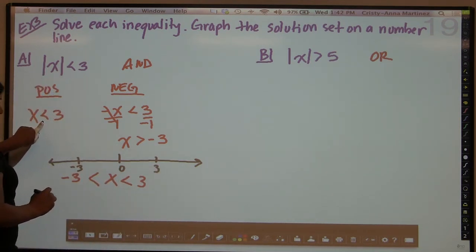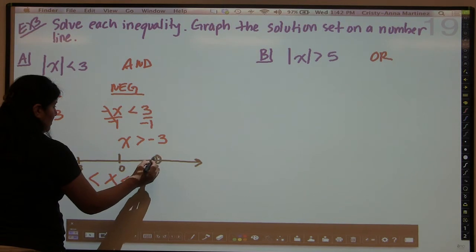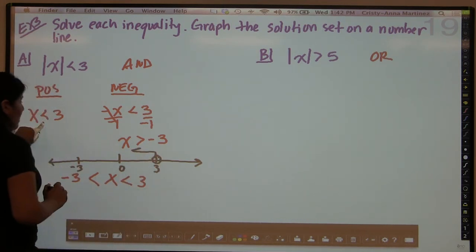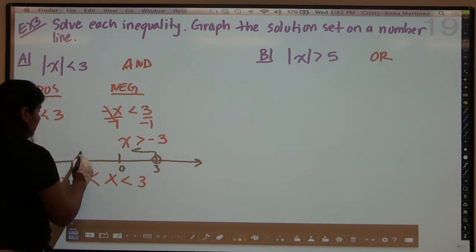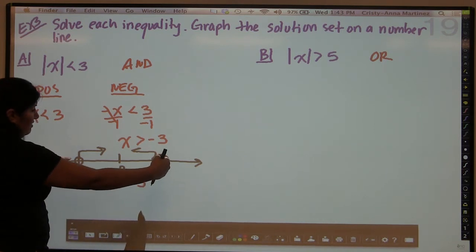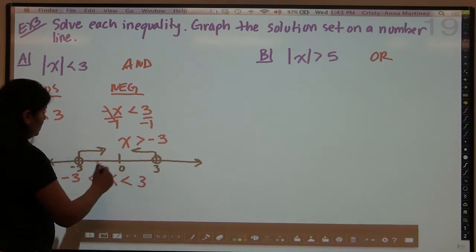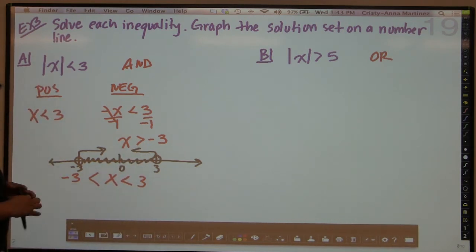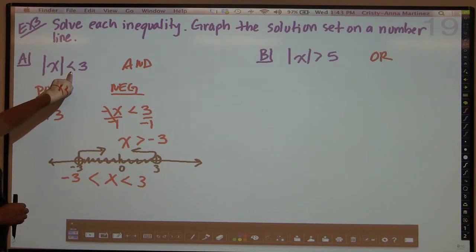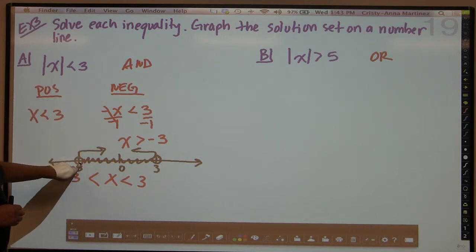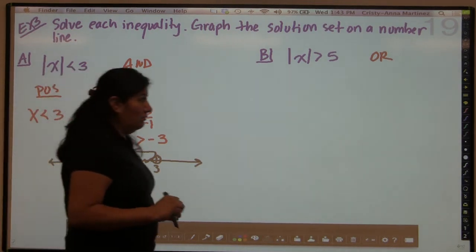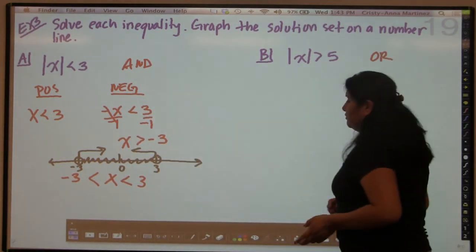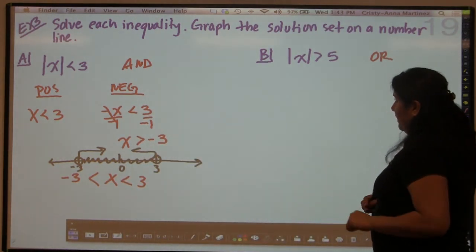If x is less than 3, I'm going to have open this direction. And if x is greater than -3, and notice again how the graphs are facing each other, going towards each other. So you have that as your intersection. So again, just want to remind you that whenever you have absolute value and it's a less than, your graph should end up looking like an and, in general, 99% of the time. There are a few exceptions, but those will come later.